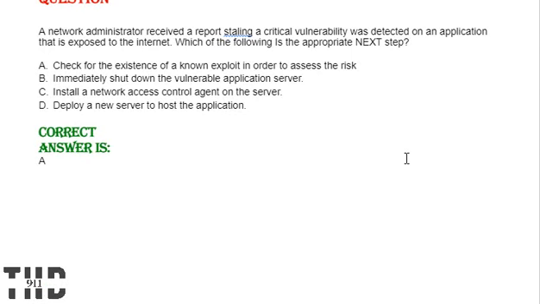The network administrator received a report stating a critical vulnerability was detected in an application that was exposed to the internet. Which of the following is the appropriate next step? Option A, check for the existence of a known exploit in order to assess the risk. Option B, immediately shut down the vulnerable application server. Option C, install the network access control agent on the server. Option D, deploy a new server to host the application. Option A is correct.